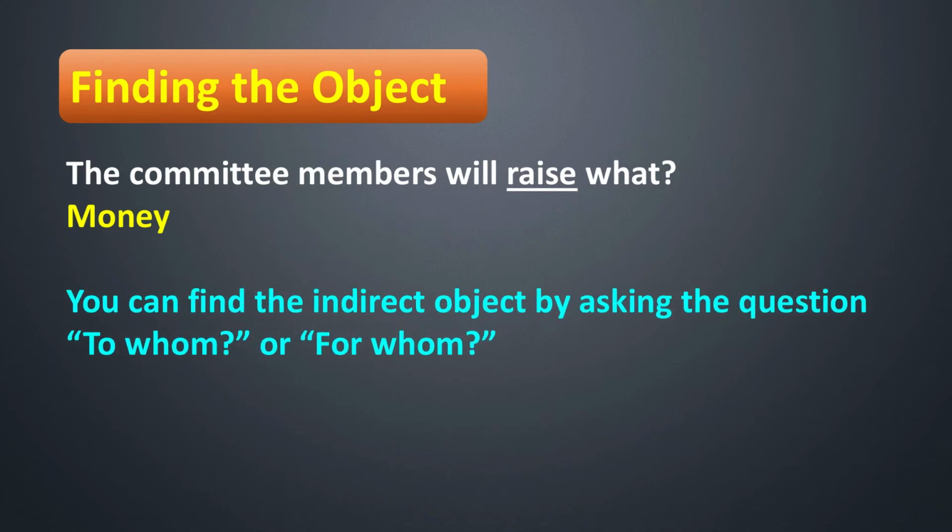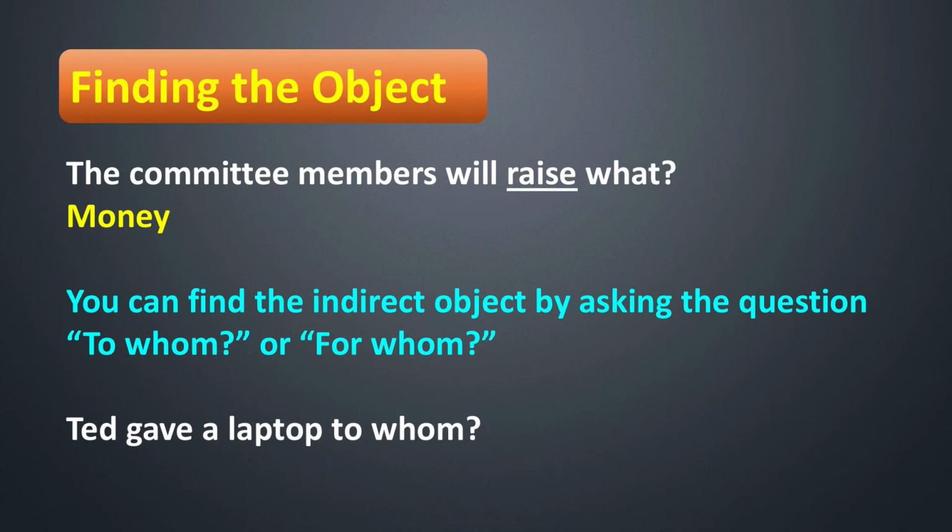You can find the indirect object by asking the question, to whom or for whom, right? For example, Ted gave a laptop to whom? To his sister. And that's the indirect object. So you can ask the question to whom or for whom. That's how you can find the indirect object.